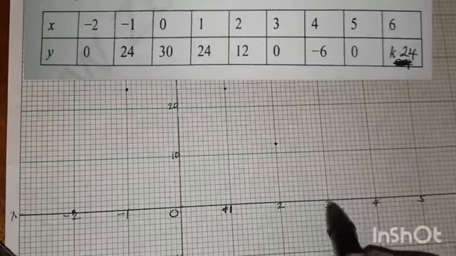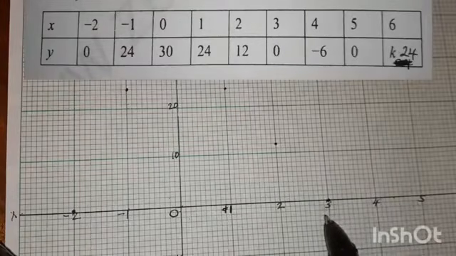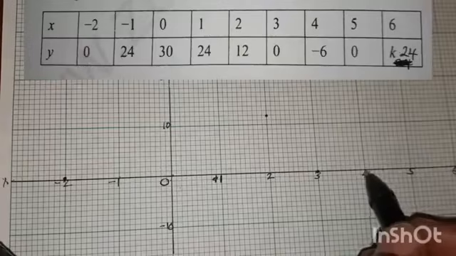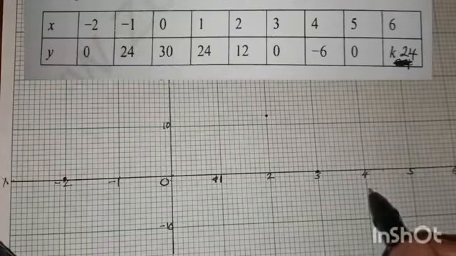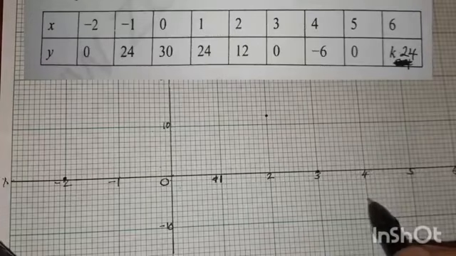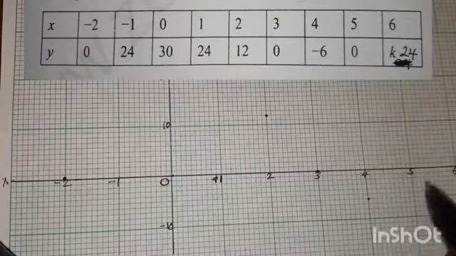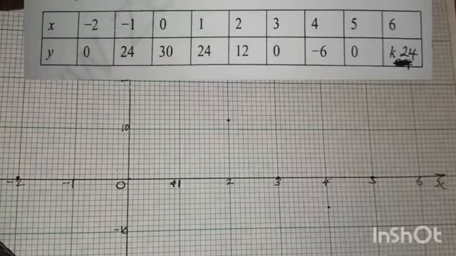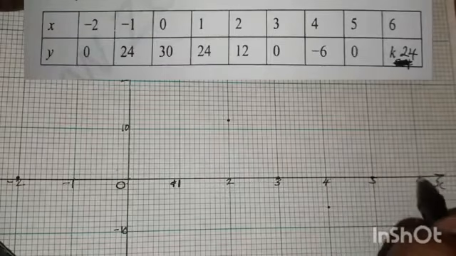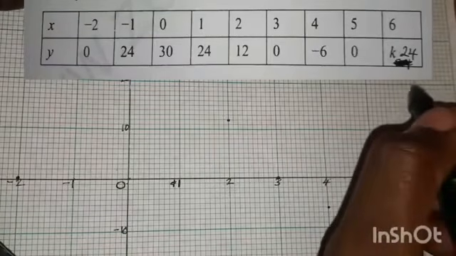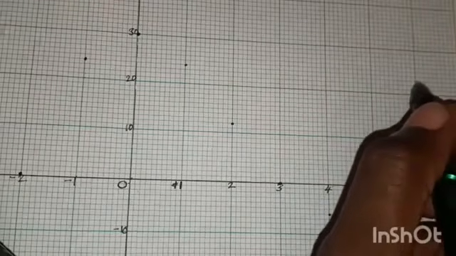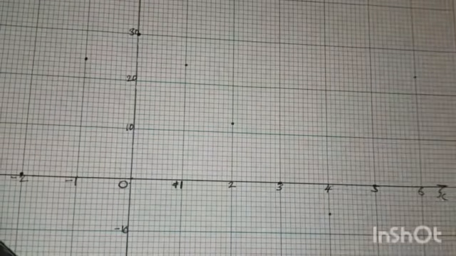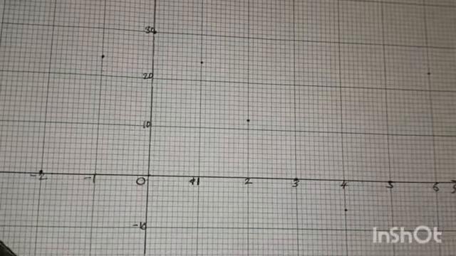3, 0 is here. Then we have 4, negative 6. So 1, 2, 3, 4, 5, 6. It's here. Then 5, 0. It's here. Then we have 6, 24. The value of k we found is 24. So 6, 24. This is 20, 1, 2, 3, 4 here. All right, so we are done plotting.